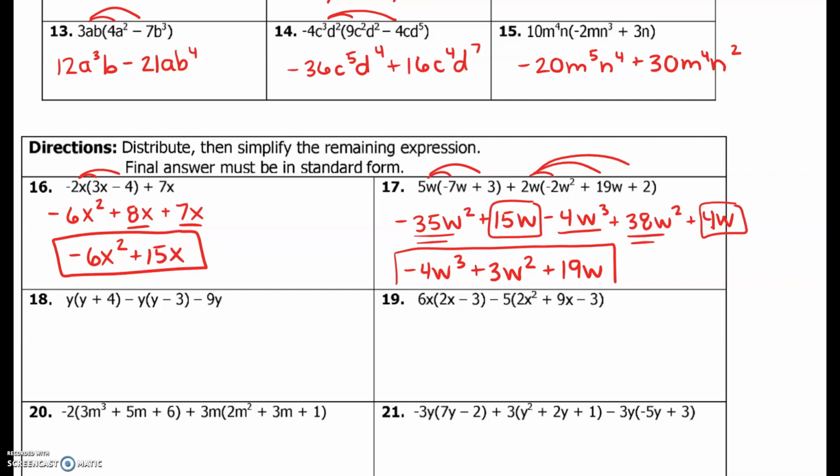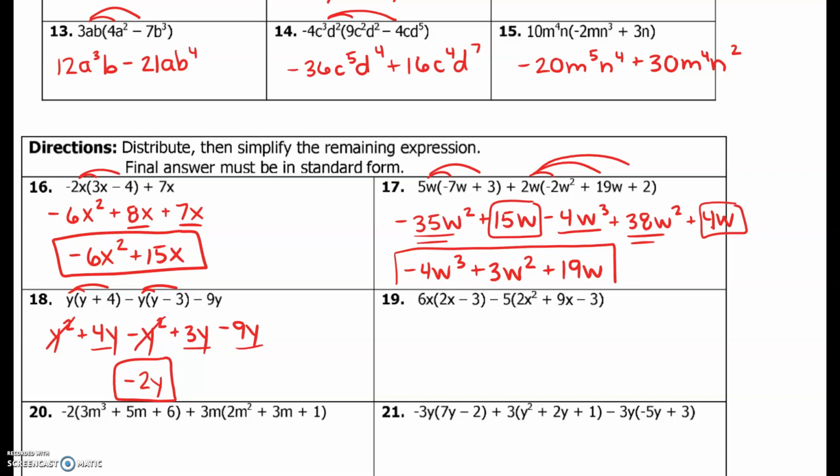Number 18, we will distribute the y, gives us y squared plus 4y. Distribute this negative y, gives you negative y squared plus 3y. And bring down negative 9y. You will notice you have a positive y squared and a negative y squared. They will cancel each other out, leaving us with 3 y terms to add together. 4 plus 3 is 7, and 7 minus 9 is negative 2y.